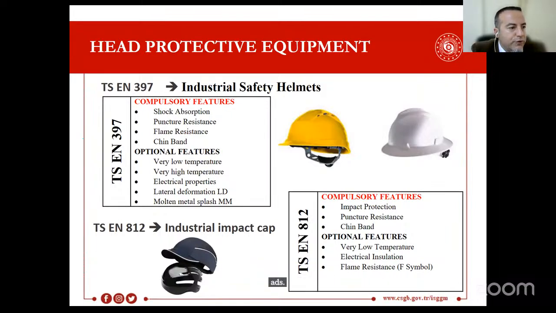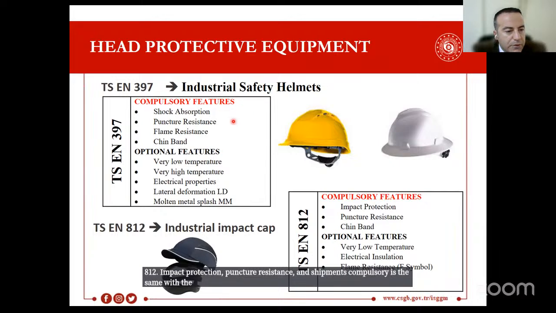Its optional features are very low temperature, very high temperature, electrical properties, lateral deformation (LD), and molten metal splash (MM). This is for industrial safety helmets. And the industrial impact cap, as you see here, the standard is 812. Impact protection, puncture resistance, and chin bands, compulsory, are the same as the helmet.